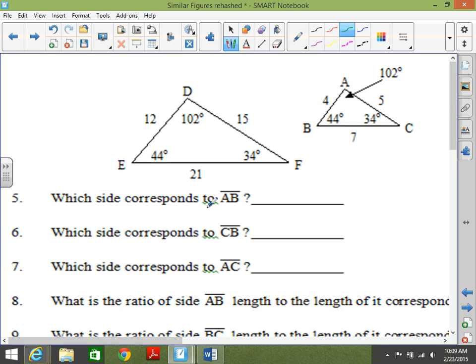It says, which side, so flip over, which side corresponds to side AB? So take your colored pencil. Let's color inside AB. Which side goes with AB? DE. So we're going to put side DE. How long is AB? 44 is the angle, that's why it has a degree measure. How long is AB? 4. How long is DE? 12. So we're going to write that above it for just a second because we're going to need that in just a minute.